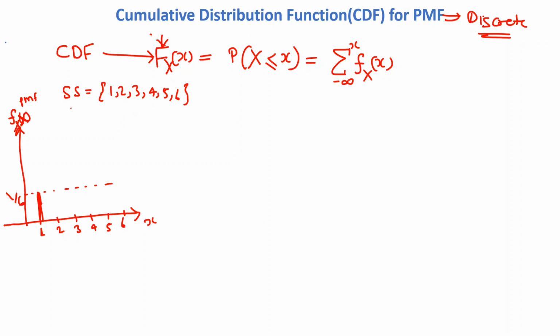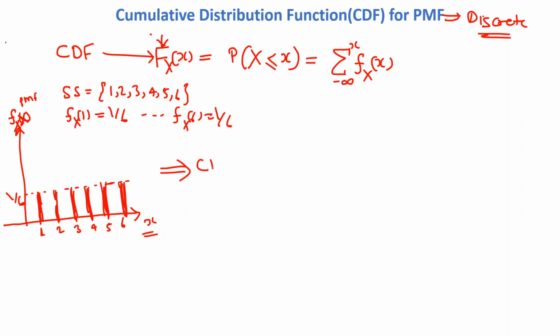So what is the probability? If we talk about f of x at 1, the probability when the output value of the random variable is 1 would be 1 by 6. In the same way, the probability is the same for all the possible outcomes here. So these are the probability values corresponding to each possible value of the random variable. This is your probability mass function.